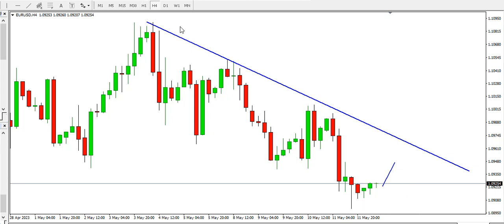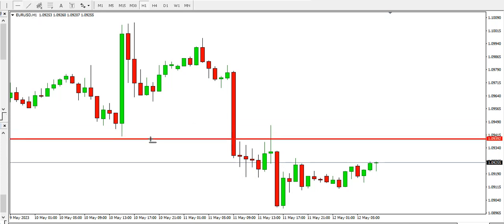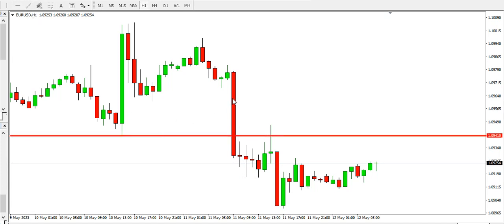Let's look at the 1 hour time frame. What do we have on the 1 hour time frame? You can see this particular candle that broke this structure around here. We have a retest, then we can see price dropping. Currently price is trying to rise.